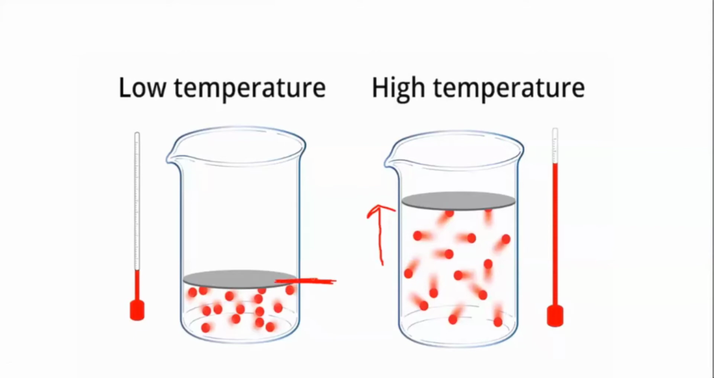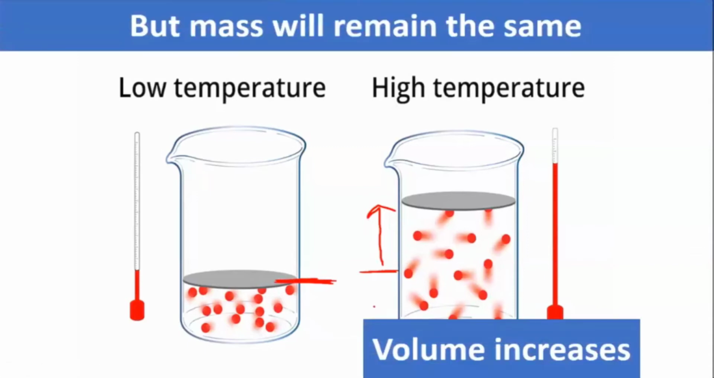But if you are going to increase the temperature, these molecules will acquire that energy and start moving a little faster. Kinetic energy will increase. And when the kinetic energy increases, it's obvious that they will try to move a little farther away from each other. Then automatically this volume also will increase, correct? So you can see here volume increases, but what remains the same?